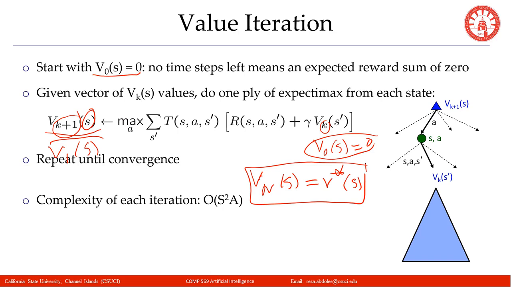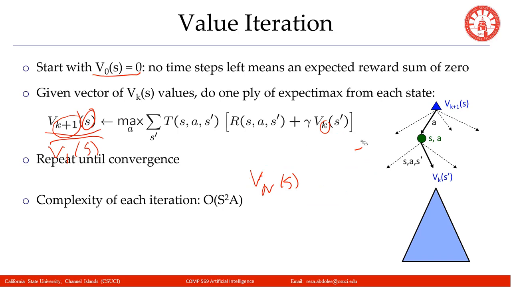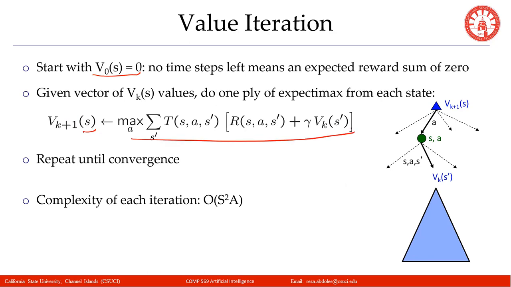So what is the complexity of this algorithm? As you can see here, for each state S, we have to compute this. So we could approximate the complexity with the number of multiplications. If S prime is equal to capital S, then we are going to have S number of multiplications in this algorithm. And since we also have S number of states, the total number of states is capital S.